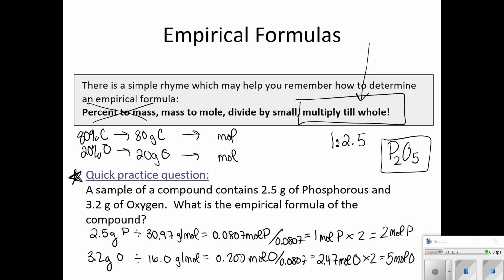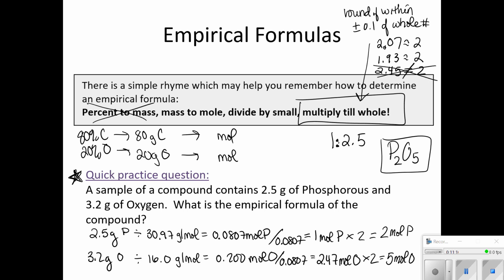we round? A general rule of thumb is that you can round if you are within plus or minus 0.1 of a whole number, meaning that if you have like 2.07, if that's your value you end up with, that's close enough to round it to 2. Or 1.93, that's close enough to round it to 2. But if you have 2.45, that is not close enough to round it to 2. So do not round that one. That's where you want to do the multiply till whole step. Okay, so only round it if you're within, like, let's say 0.1 of a whole number.